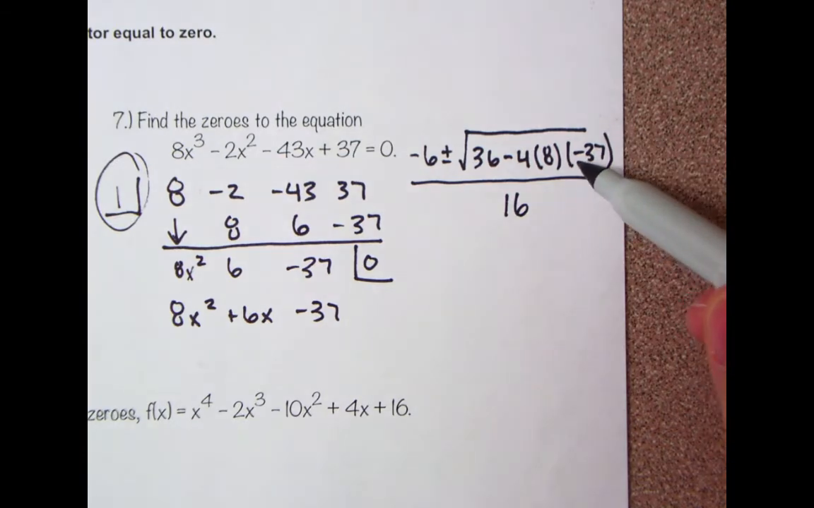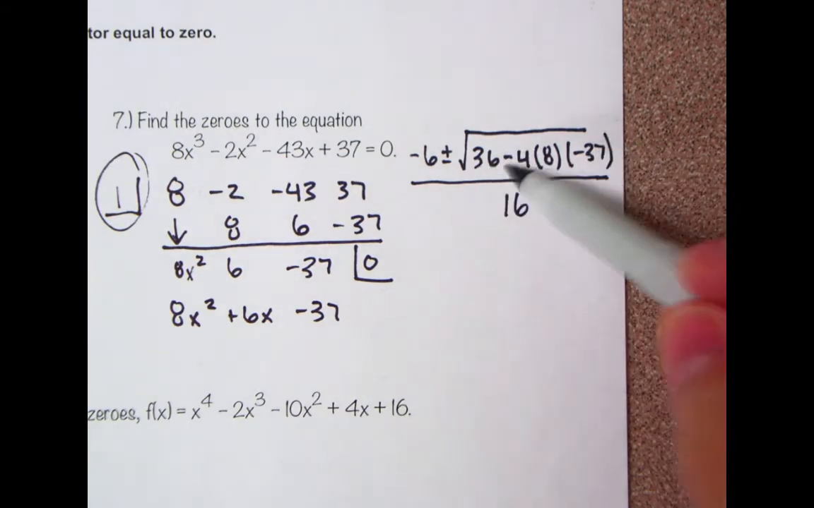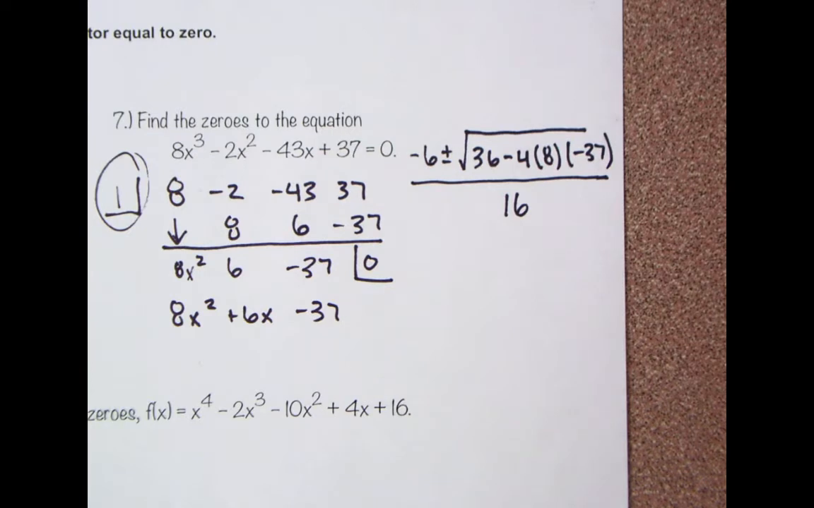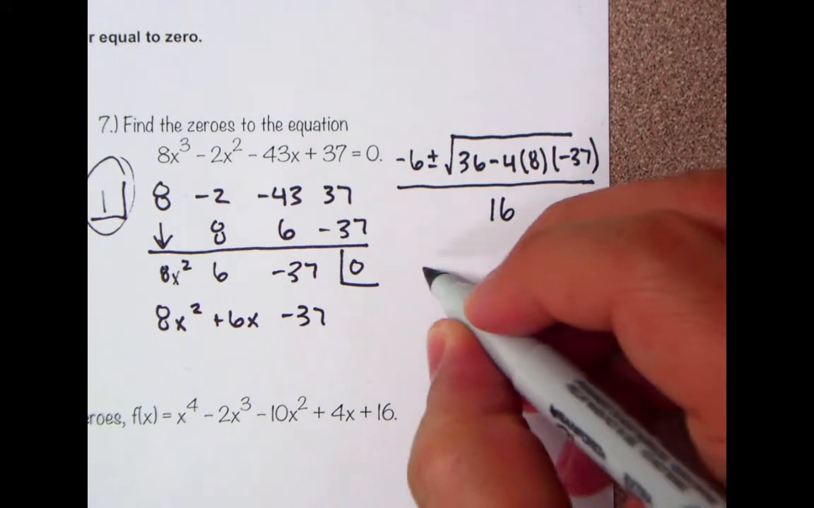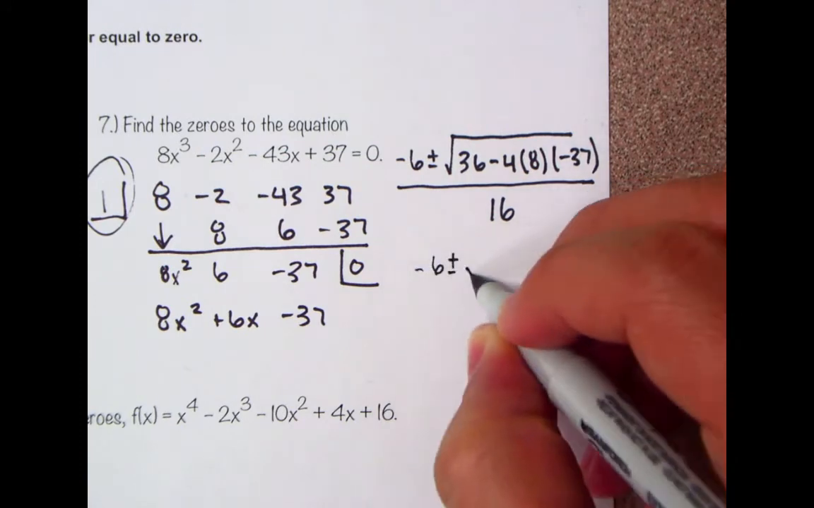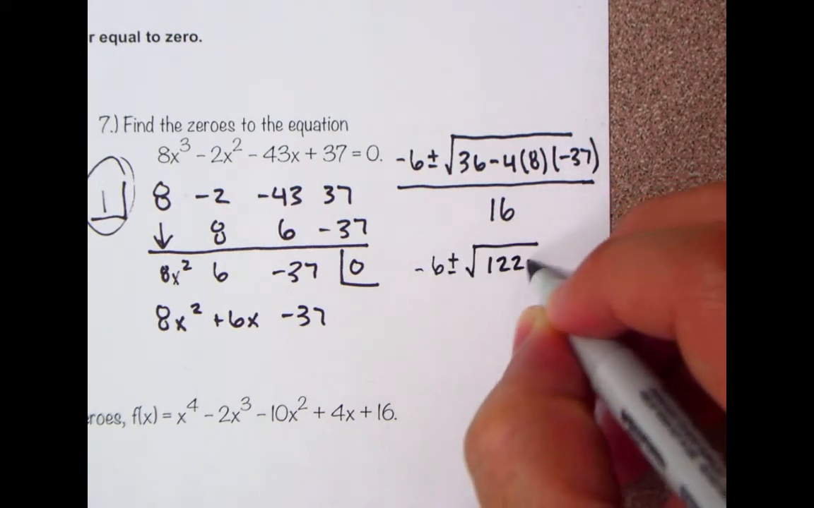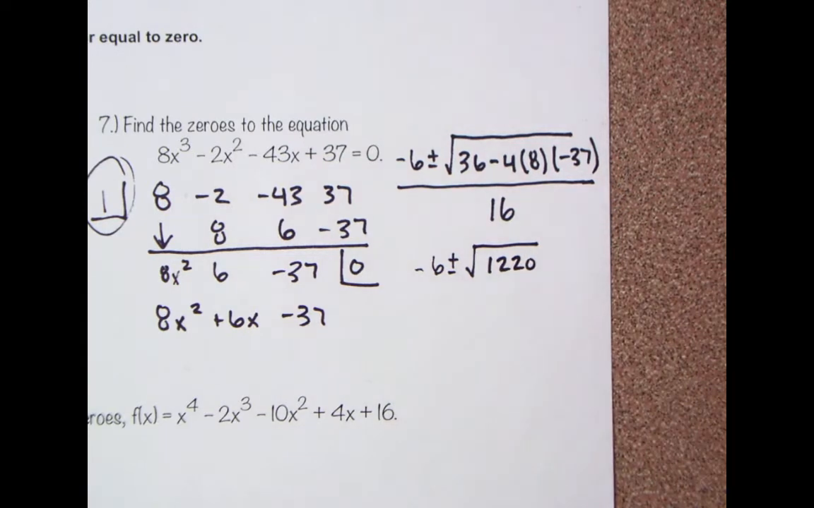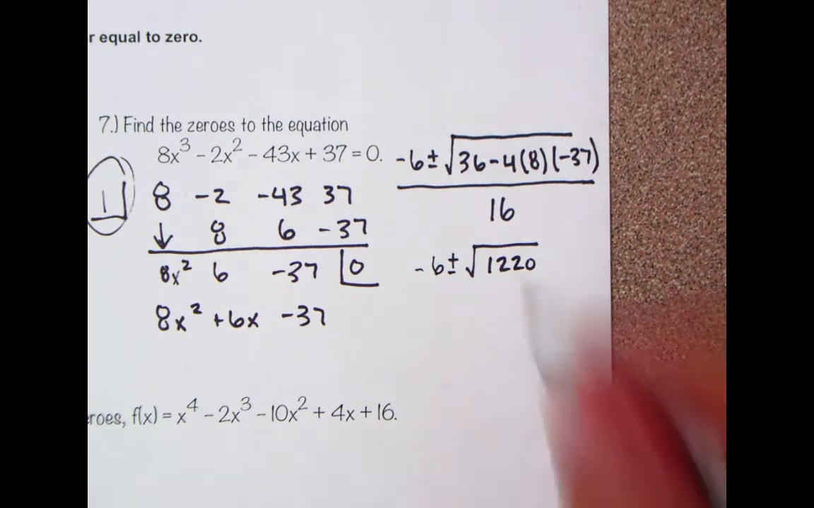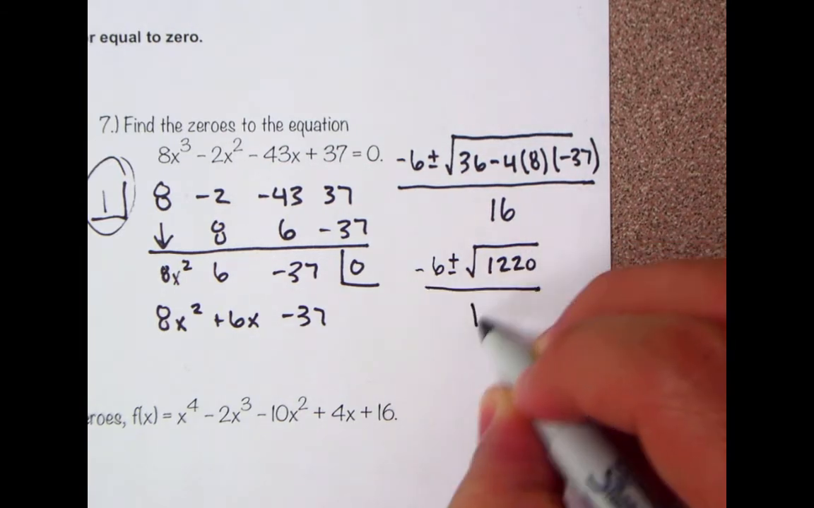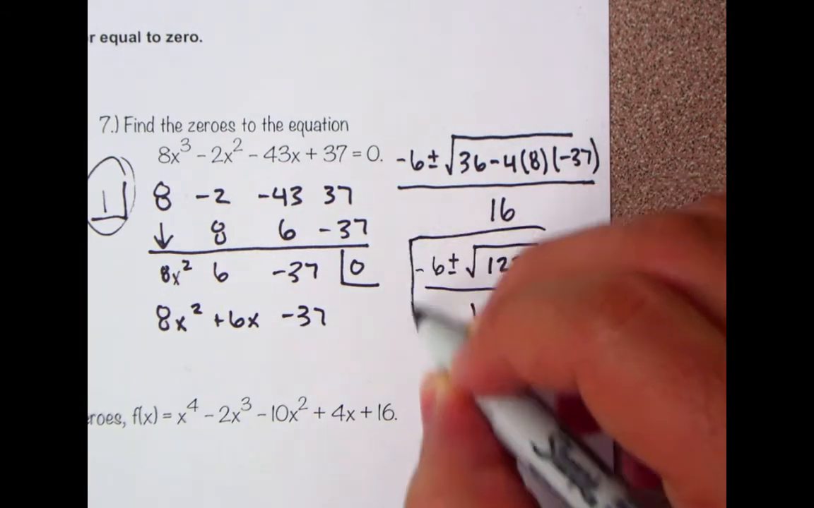Now, when doing the quadratic formula, what I told you is you always do the discriminant first. So in my calculator, I'm going to do 36 minus 4 times 8 times -37. And it looks like I get 1,220. So -6 plus or minus the square root of 1,220. And you just do a real quick check and see if that's a perfect square. It's not, so there's your other 2 answers.